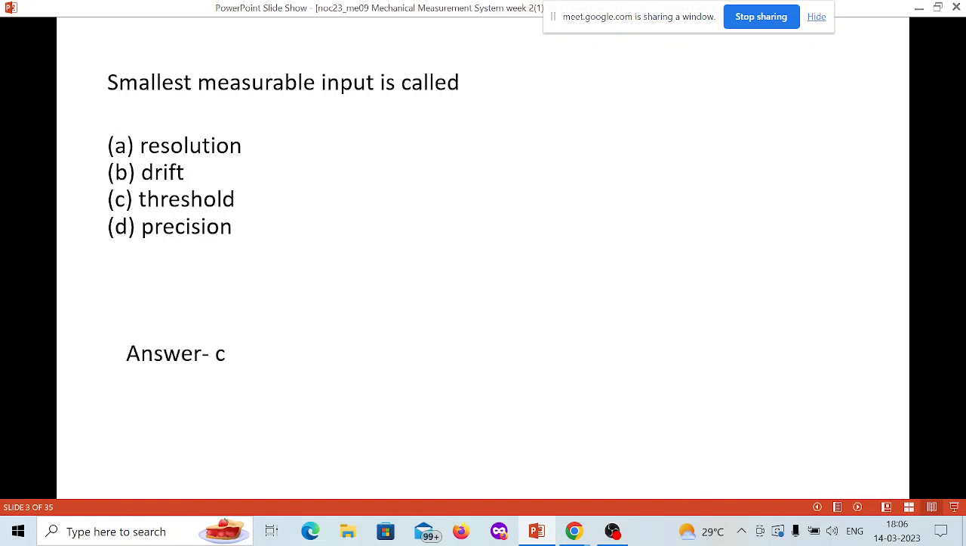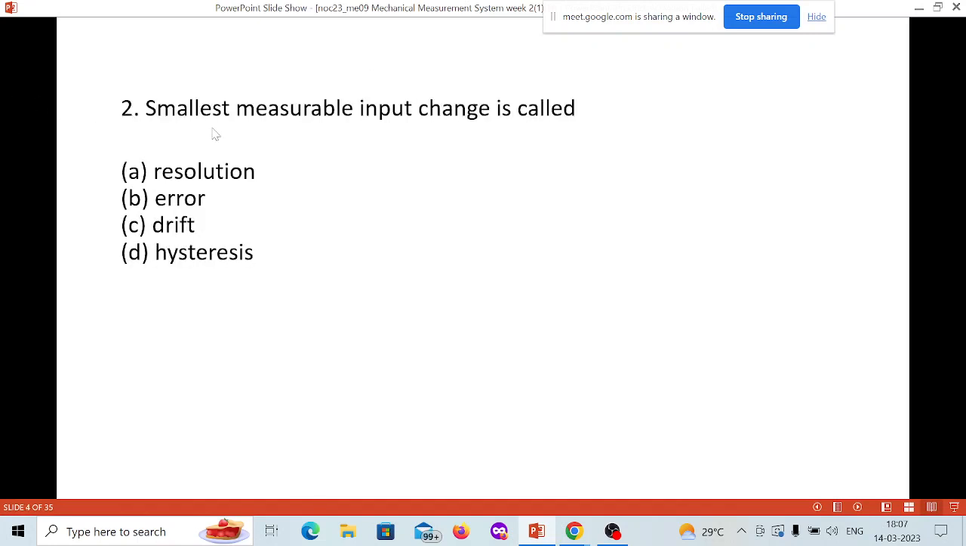So the answer for this one is threshold. Threshold is the initial amount of energy which is needed for the measuring instrument to give you an output. So that is called the threshold. Precision is how close the values which the instrument gives you are to each other, that is defined by precision. And we'll see the next question.